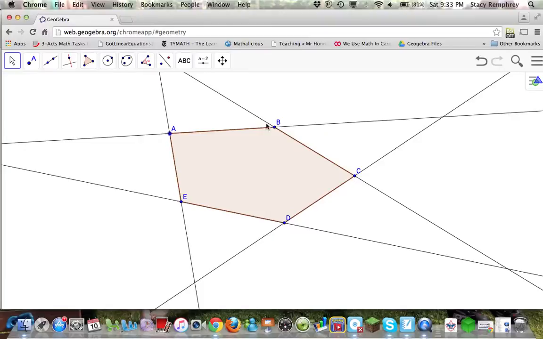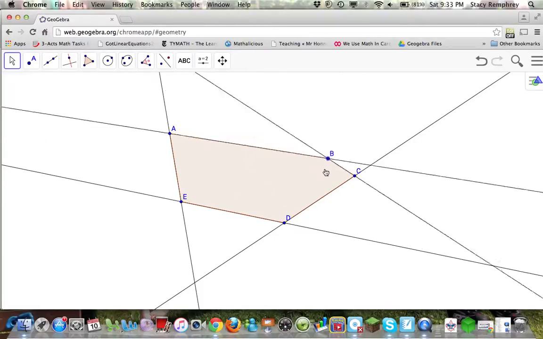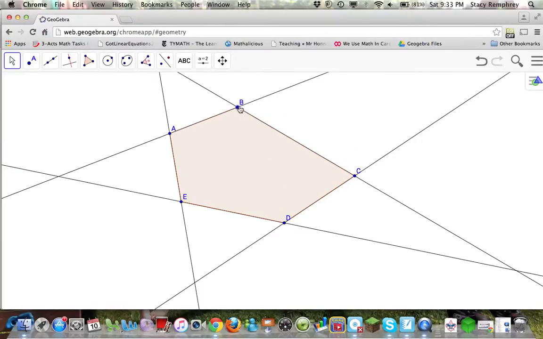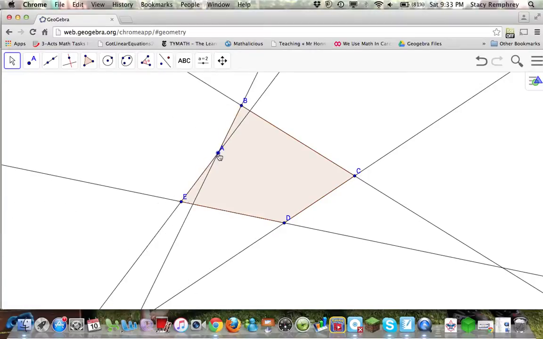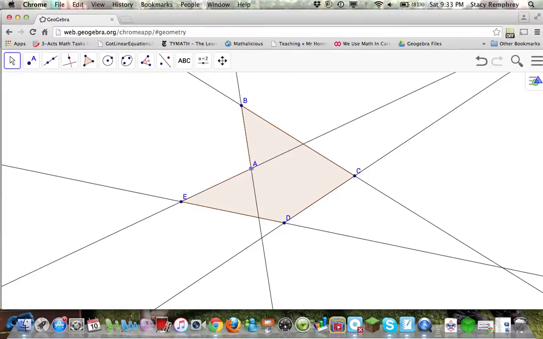Here I have a polygon ABCD. I can move it. This is convex right now. And you can see I colored the interior in a different color. So this is a convex polygon because you can see the lines that contain the sides are not going in the interior.